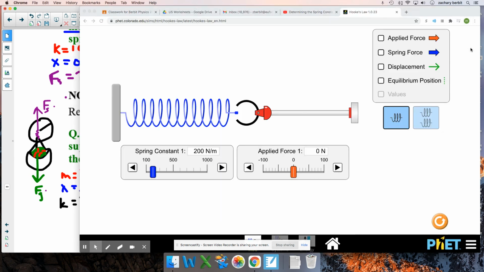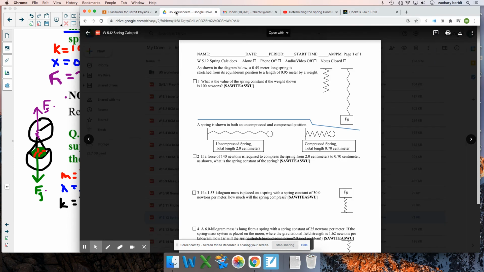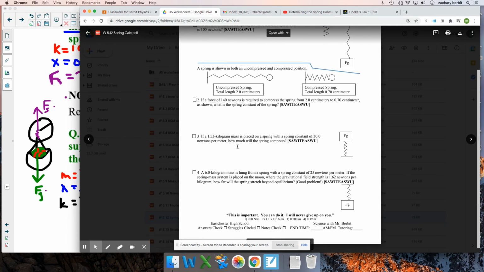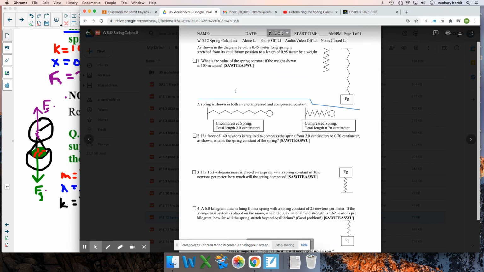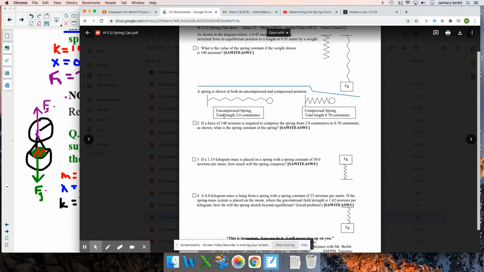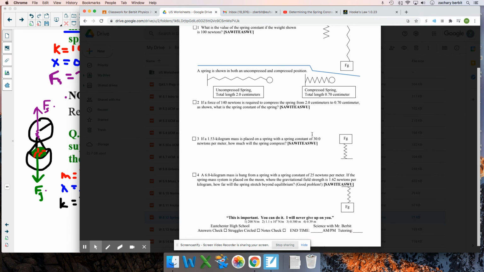Okay? And so now you're going to do W512, which is 4 questions, one side of one sheet. It's pretty straightforward. Here's a spring. They tell you the length, and then it's stretched to this. Remember, X is how much it's stretched. X is how much it's stretched. Same thing on number 2. X is how much it's stretched. And notice here I gave it to you in centimeters.